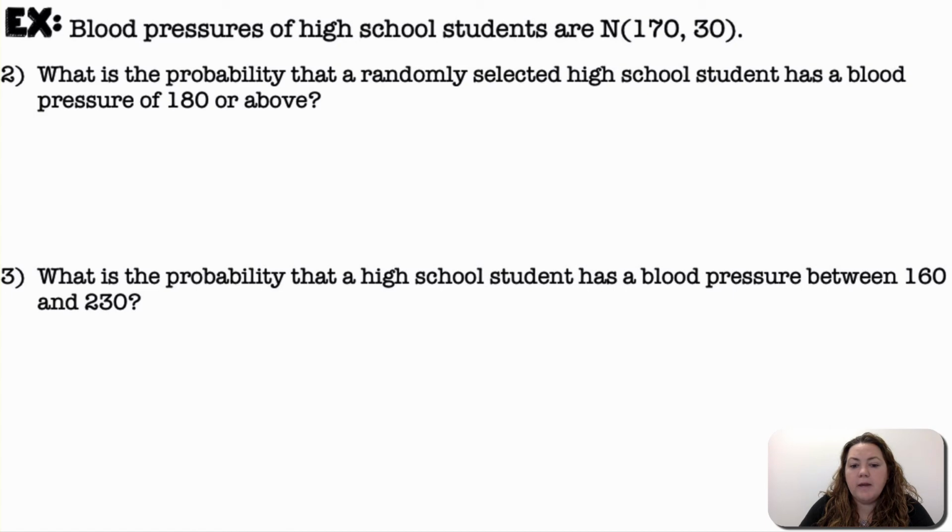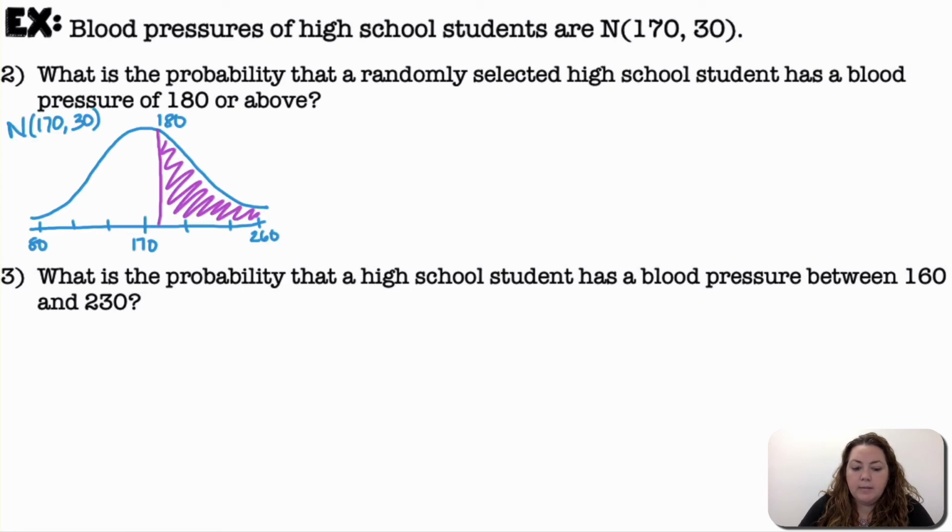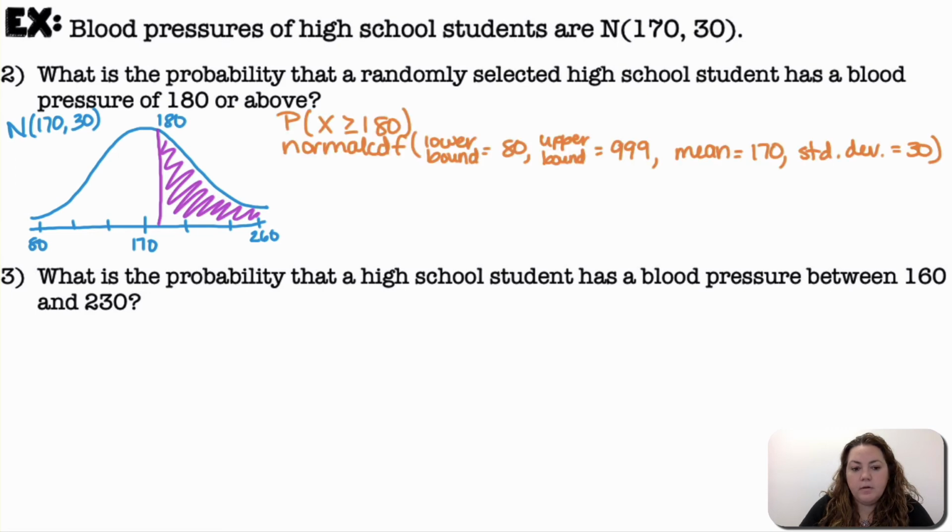What is the probability that a randomly selected high school student has a blood pressure of 180 or above? All right, here's my normal curve. I'm going to go to where 180 would be, and I'm going to shade above. So the probability that x is greater than or equal to 180, I'm going to do a normal CDF. Lower bound is going to be 180. Whoops, that should be a 180. Upper bound is 99999. Mean is 170. Standard deviation is 30. So I put that in. I should get 36.94%.